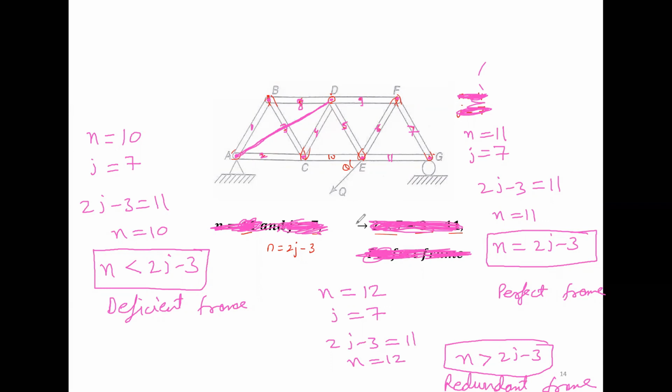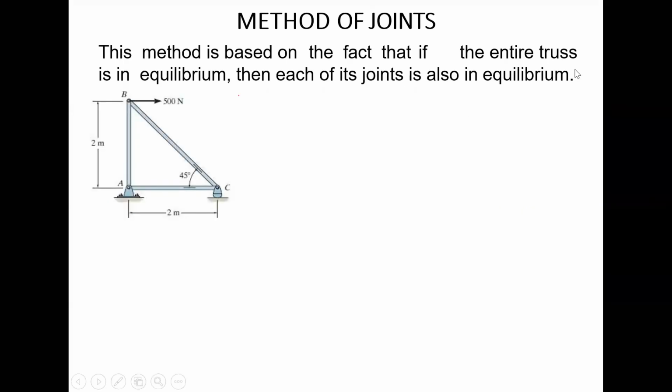Okay. So in this slide, we learned how we determine whether a frame is a perfect frame, a deficient frame, or a redundant frame. And we used the formula between n and j, where n is the number of members and j is the number of joints. Now let's take one example and try to apply the method of joints. We will learn this method of joints in our next session, next video. Now we are going to close this session.